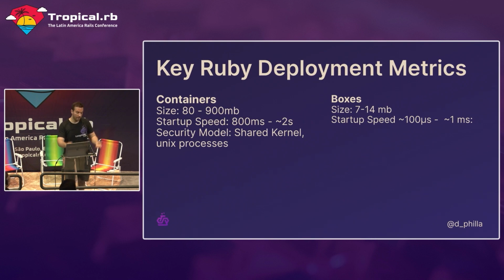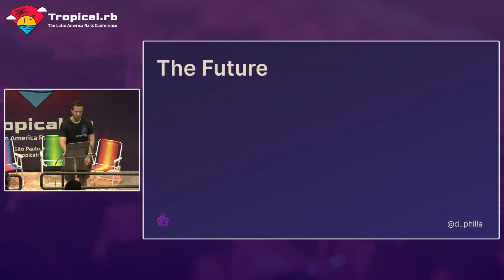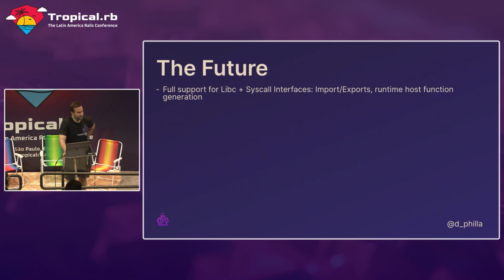The thing I mentioned, scale.sh, you can use that as serverless functions, right? In fact, I've got a personal project where I use them that way. Security model: virtualized sandbox, machine code execution, right? Totally different paradigm. It's a paradigm shift. The future: full support for libc, syscall interfaces, imports, exports. This is what will be happening in the future with Wasm, and I'm actually involved in several of these endeavors.